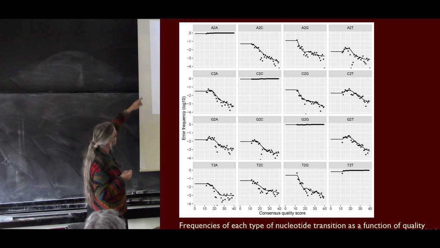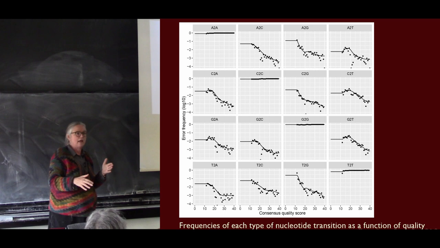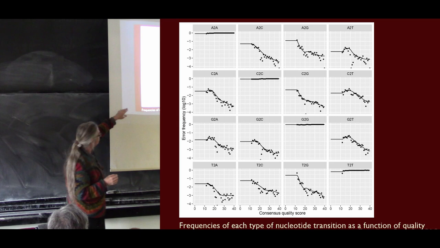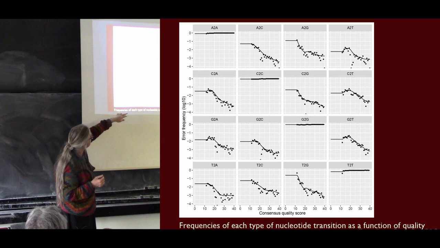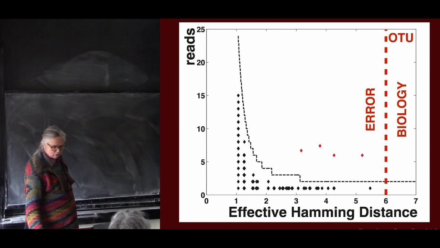So as the quality goes up, as you go to the right here, the probability of error goes down. And the errors are not all the same. That is, you have some errors with different types of biases. T to C here, you have some error, and T to G, and some are less, so G to C and so on. But for every data set, you can look at your profile and look at the noise distribution.